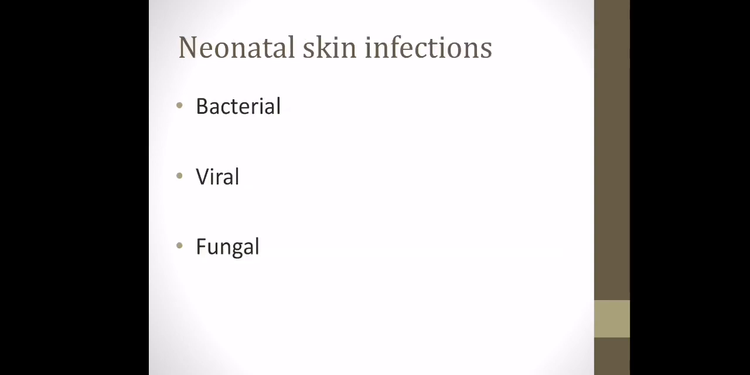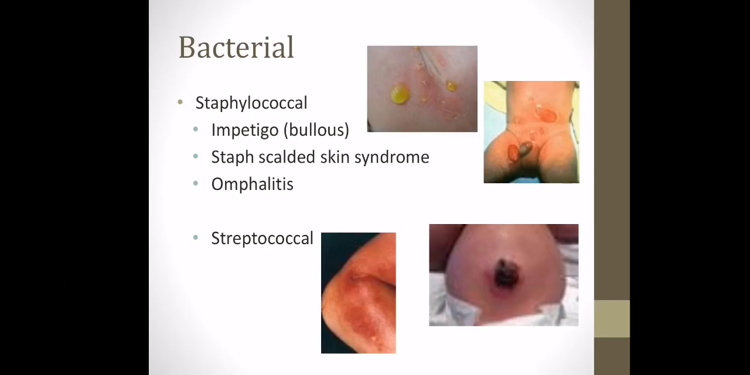So neonatal skin infections. These are divided up into bacterial, viral and fungal, and this is dependent on the bacteria or the condition that causes these skin infections. Bacterial is mostly caused by staphylococcal or streptococcal infections and can cause things such as impetigo, staph scalded skin syndrome, and then omphalitis. And as you can see in these pictures, they're really quite nasty.